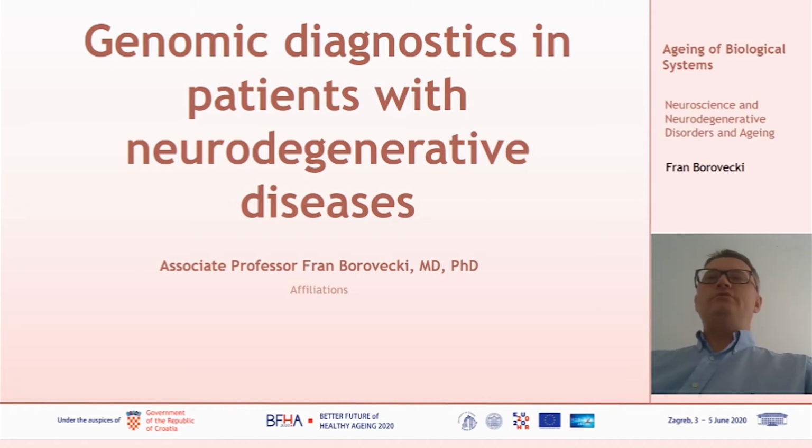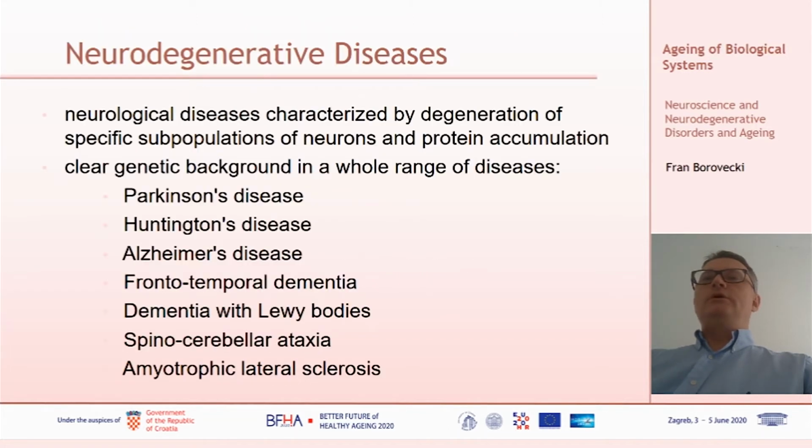My name is Fran Borovečki, and today I'm going to talk about genomic diagnostics in patients with neurodegenerative diseases. Now, when we talk about neurodegenerative diseases, we talk about a group of disorders characterized by degeneration of specific subpopulations of neurons and aggregation of protein aggregates. In a whole range of neurodegenerative diseases, we have found a clear genetic background, and these include Parkinson's disease, Huntington's disease, Alzheimer's disease, frontotemporal dementia, dementia with Lewy bodies, spinocerebellar ataxia, and amyotrophic lateral sclerosis.